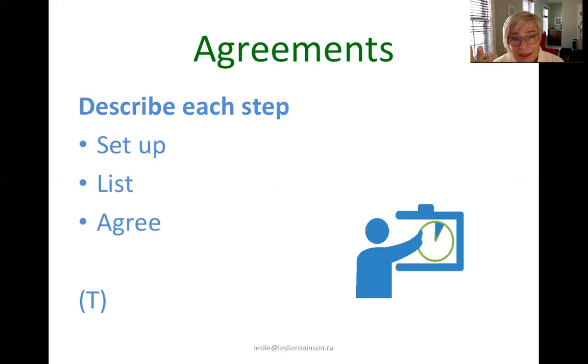So your task in the learning objective was to describe each step. So take a moment now and describe what happens in each of the 3 steps: the setup, the list, and the agreement.